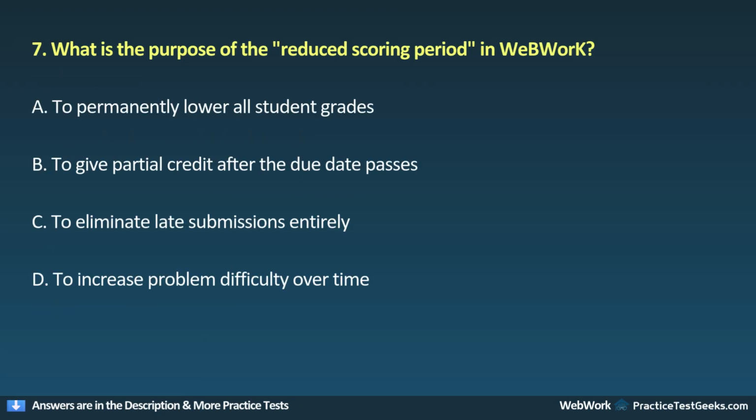7. What is the purpose of the reduced scoring period in WeBWorK? A. To permanently lower all student grades. B. To give partial credit after the due date passes. C. To eliminate late submissions entirely. D. To increase problem difficulty over time.